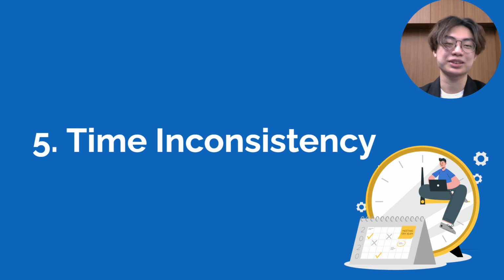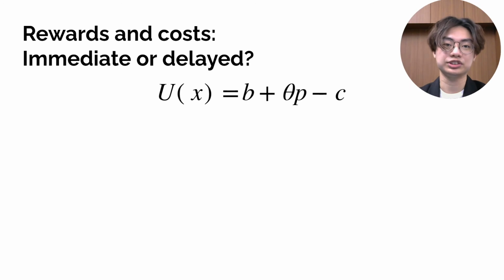Thanks, Didymus. I am Aloysius, and I'll now be speaking about time inconsistency. To consider how the rewards and costs of posting on LinkedIn may vary across time, we must first look at the utility function described earlier. Firstly, are these rewards and costs delayed or immediate?